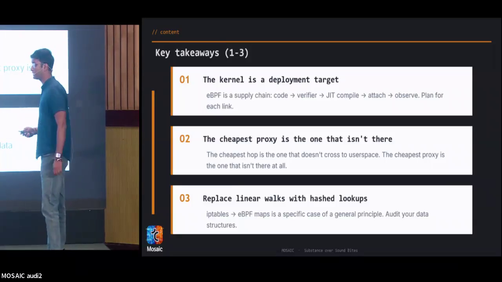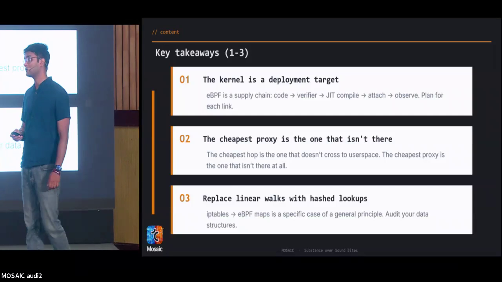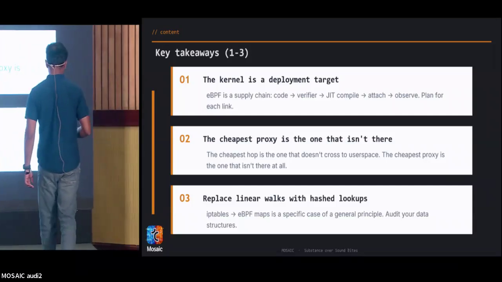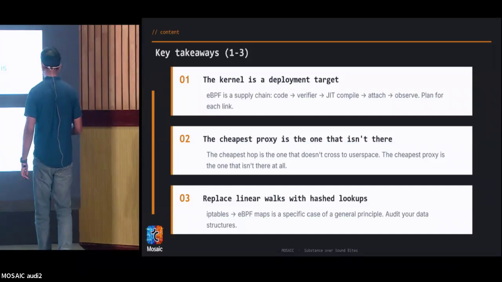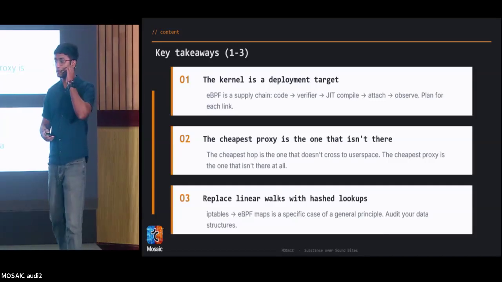And audit your data structures. Linear walks at scale could be a problem that you might not notice at lower scales, but every time you think of building a data structure, you need to make sure you know how good an optimization you can do, because that will impact your systems at scale.